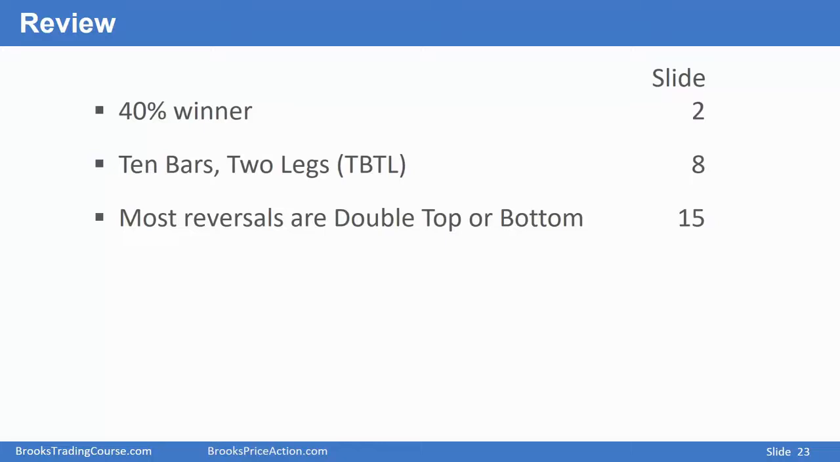When you're looking for a major reversal, minimum goal, 10 bars, 2 legs. Also, look at the highest time frame chart that shows the pattern. If you're looking at a 1-minute chart, and the pattern is also present on a 5-minute chart, don't look for 10 bars and 2 legs on the 1-minute chart. Look for the 10 bars and 2 legs on the 5-minute chart. Finally, I made the point that most reversals involve some kind of a double top or double bottom.